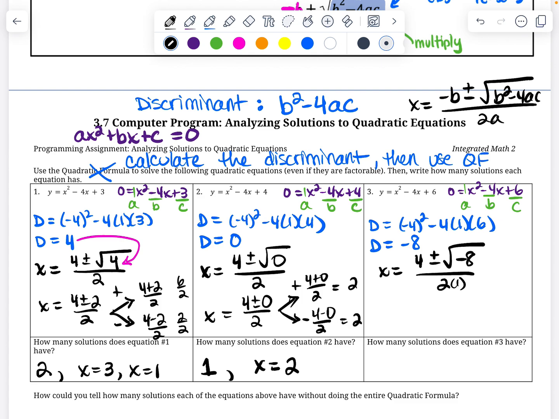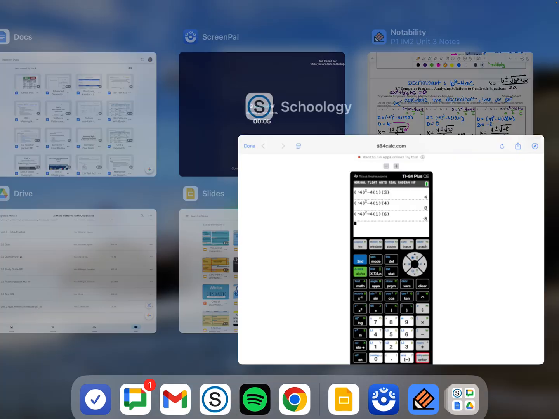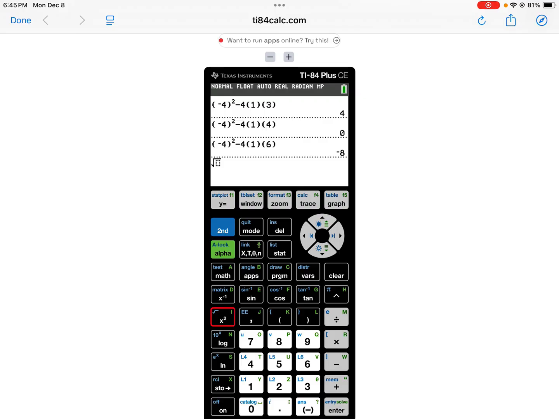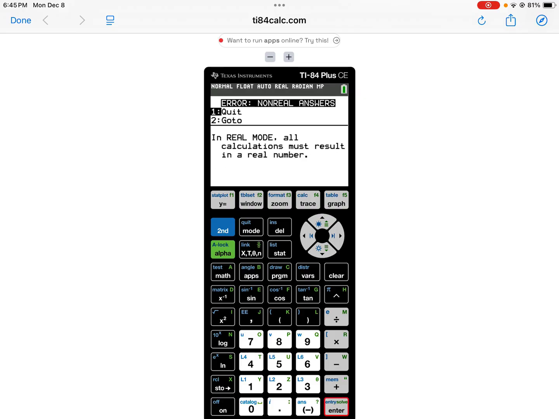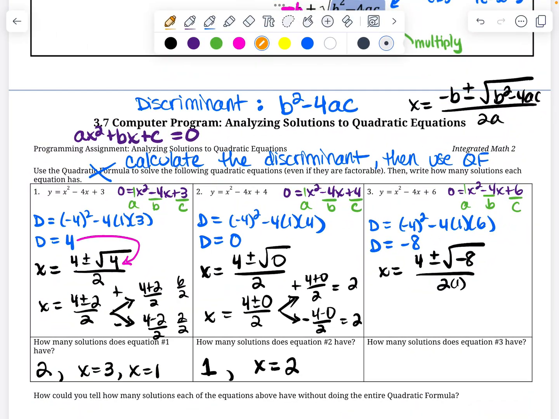Huh. Now we haven't talked a ton about this, but if you went to type this in your calculator, square root of negative 8. Here, I'll do it. Second, square root negative 8. See how the calculator says non-real answers? That's because this is not a real number. There's something called imaginary numbers that we might talk about later. But for now, you can't take the square root of a negative number. So how many solutions are there? There are 0.